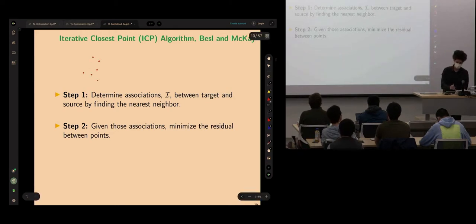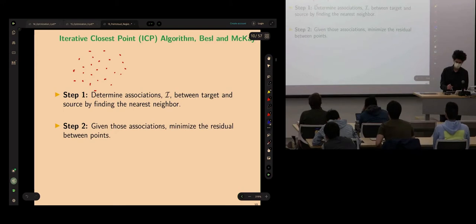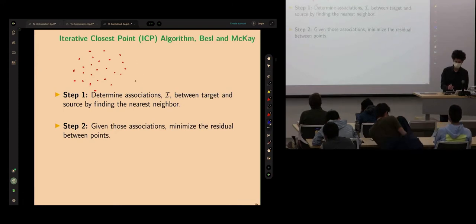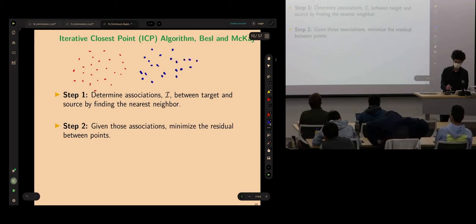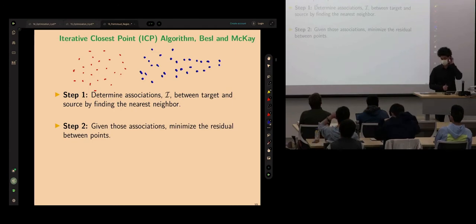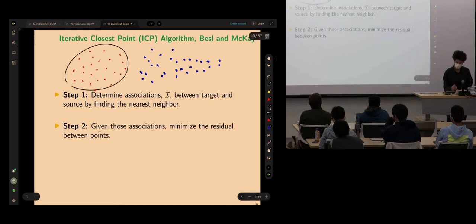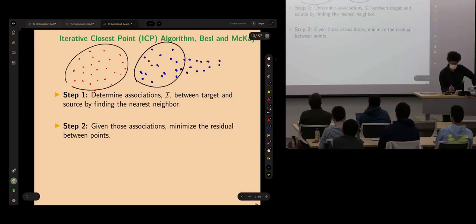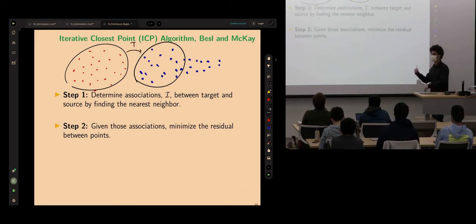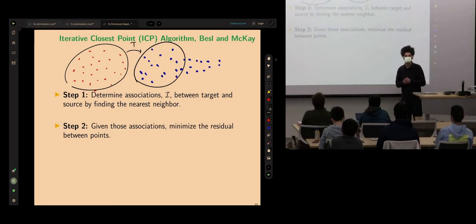I have two sets of points, and I want to register them. There's a rigid body transformation that perhaps aligns this part with this part, maybe. Now, whether you solve for T or the inverse of T is not very important.